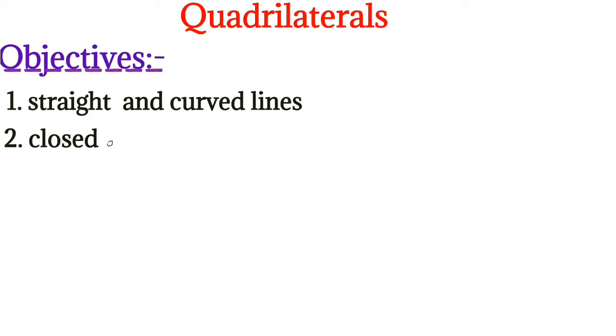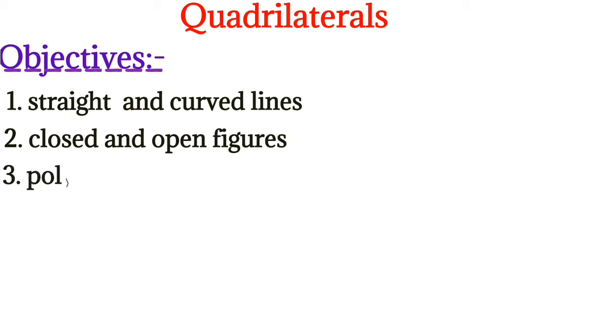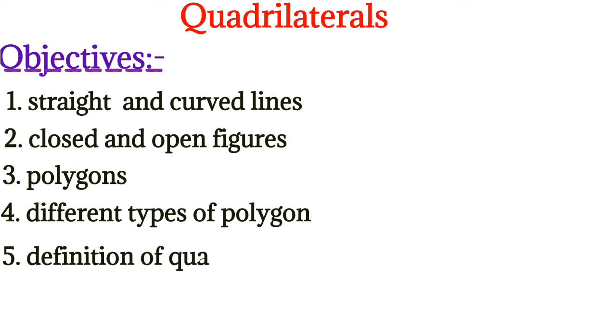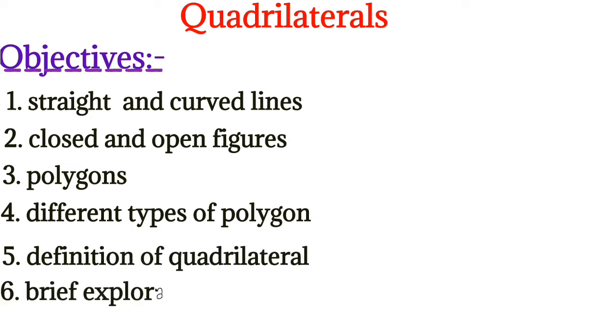Let's go to the topic. This is one of my favorite topics. Today's agenda which we are going to learn is straight and curved lines, closed and open figures, polygons, different types of polygons, the definition of quadrilateral, and a brief explanation about quadrilateral.